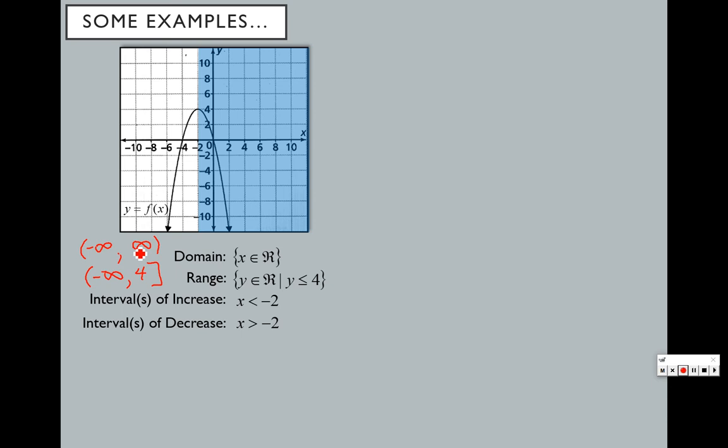If you want to write these in the new notation, for x less than negative 2, you'd go from negative infinity up to negative 2. And for decreasing, you'd go from negative 2 up to positive infinity. And again, I'm not trying to sell the new notation. I'm really not. You've got your choice between the two, depending on what's best for you.